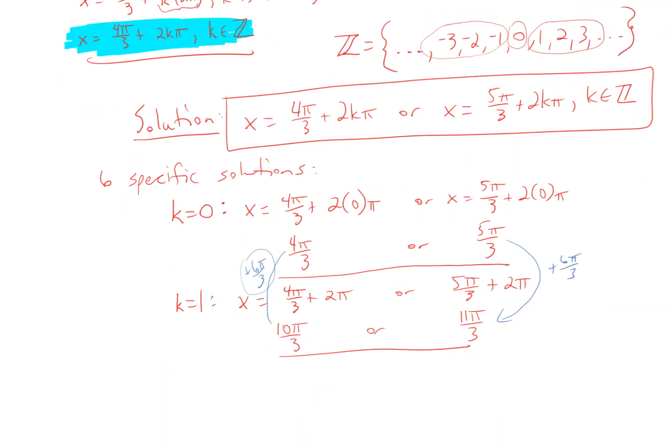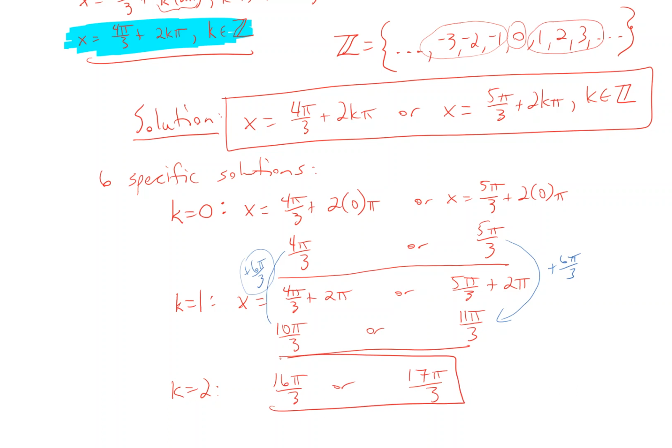Okay? So you can plug in k equals 2 if you want, but I'll go ahead and tell you that if you add 6 pi over 3 again, you'll get 16 pi over 3. And over here you'll get 17 pi over 3. And there are 6 specific angles, 6 specific x values that make the sine of x equal negative square root of 3 over 2. You can plug in any of those angles and see that this is true.